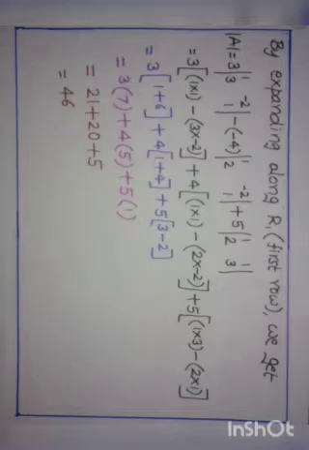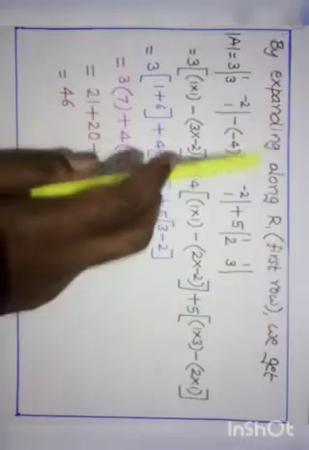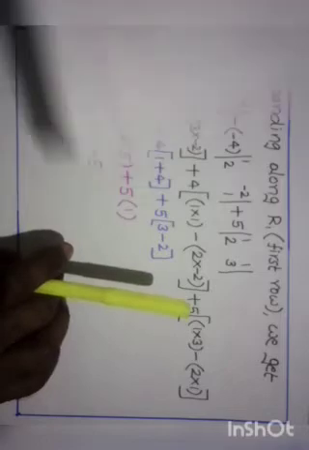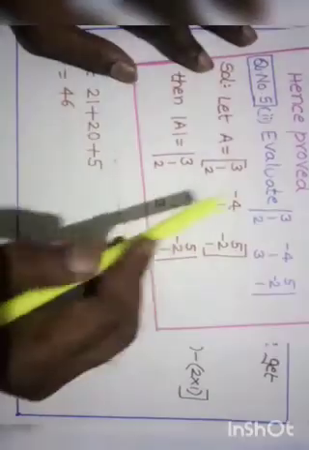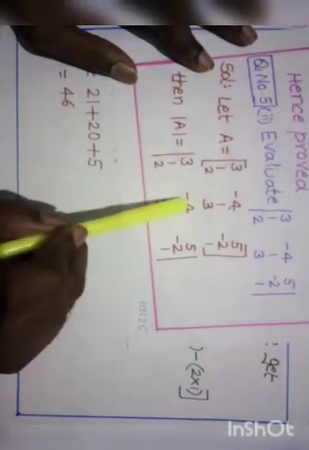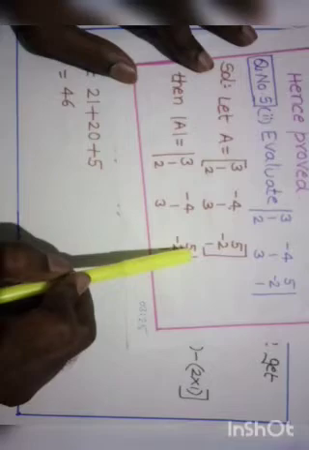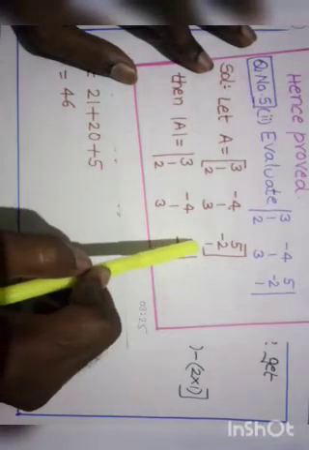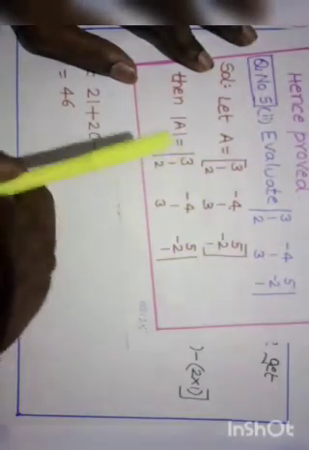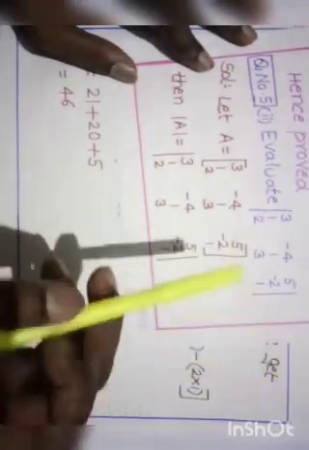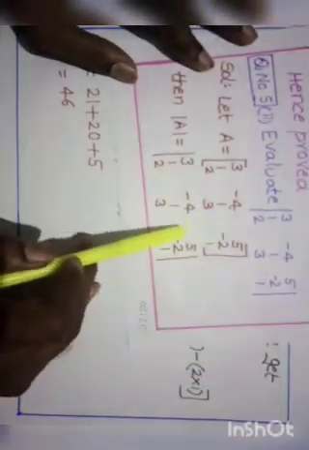Now we are expanding the determinant along R1, the first row. What are the elements in the first row? 3, minus 4, 5. What are the signs here? Plus, minus, plus. I said sign matrix also. You should remember the sign matrix: plus, minus, plus, minus, plus, minus. Okay, my children, remember that matrix.